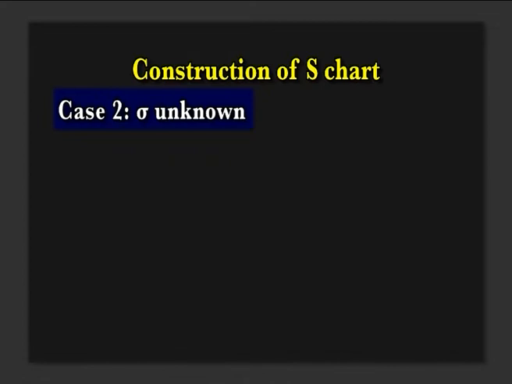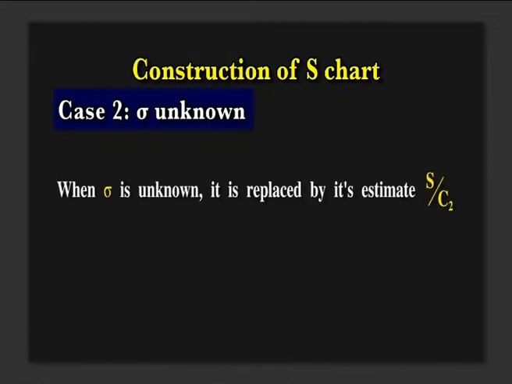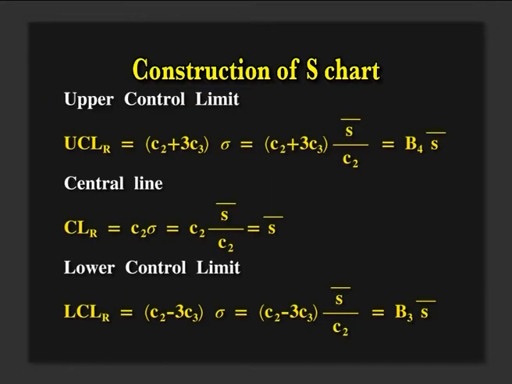Case 2, when sigma is unknown. When sigma is unknown, it is replaced by its estimate S bar by C2. Then the control limits are given by: upper control limit is equal to C2 plus 3 C3 sigma. Replace the value of sigma as S bar by C2, hence that can be written as B4 S bar. The central line is given by C2 sigma and sigma is replaced by its estimate S bar by C2, hence the central line is given by S bar.